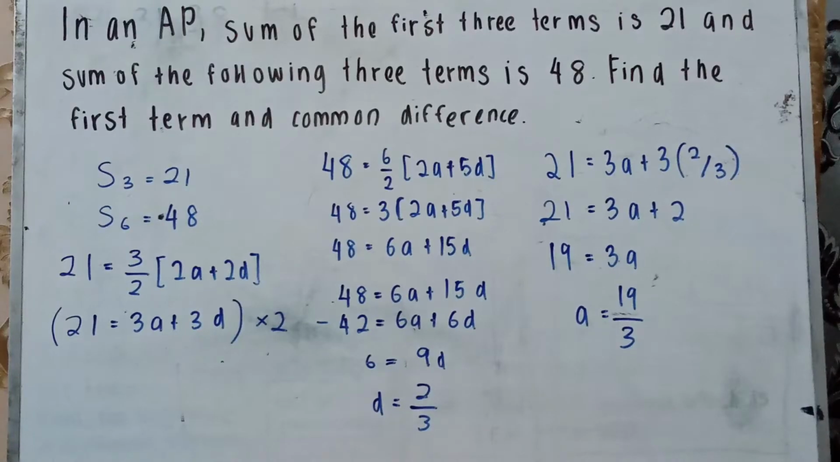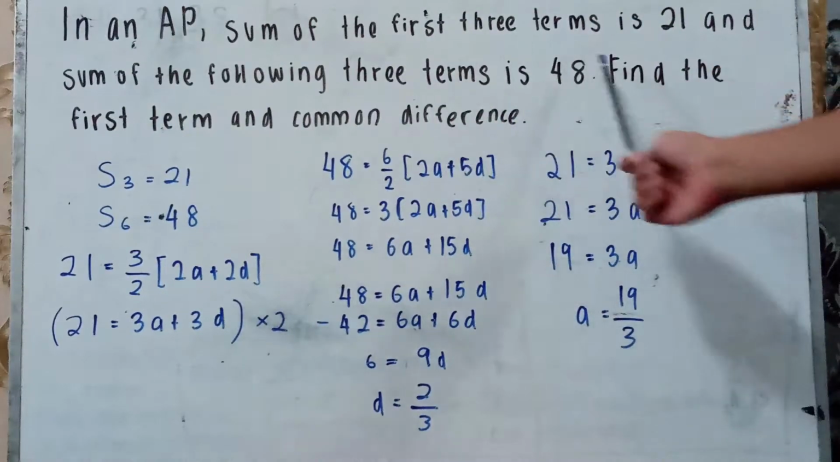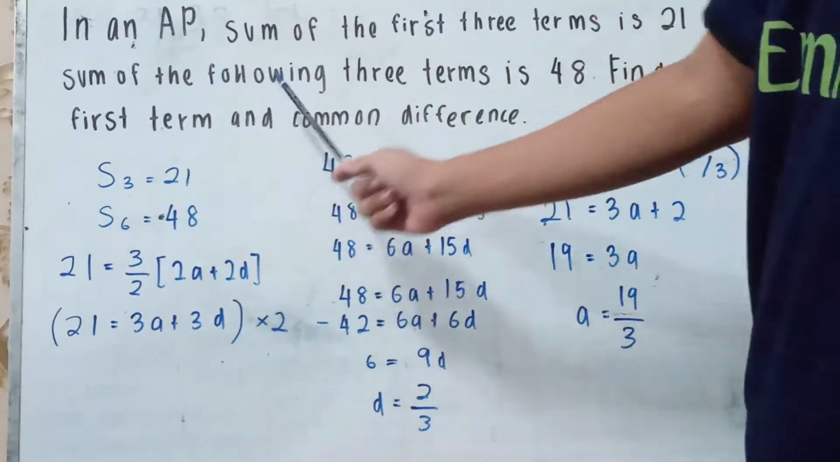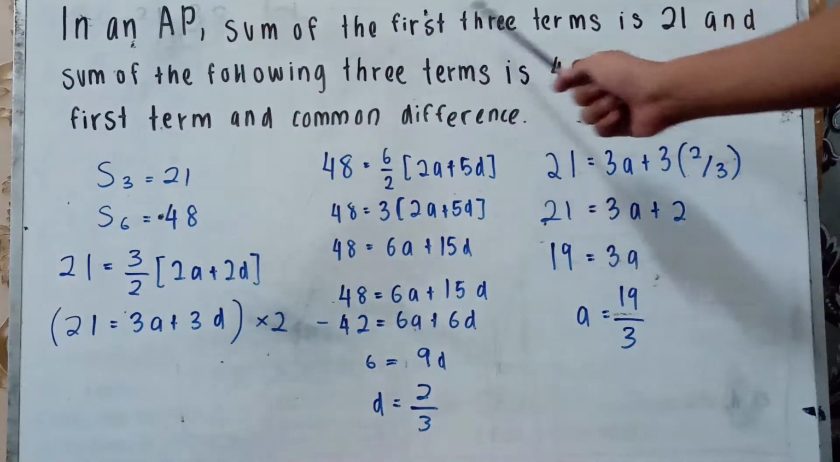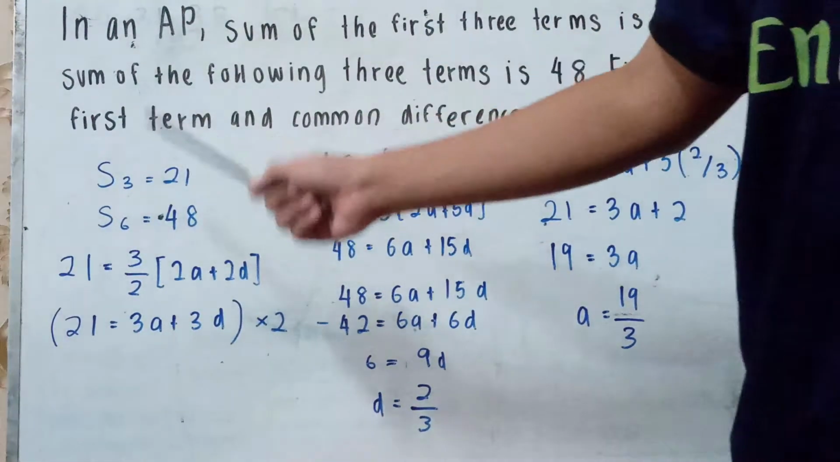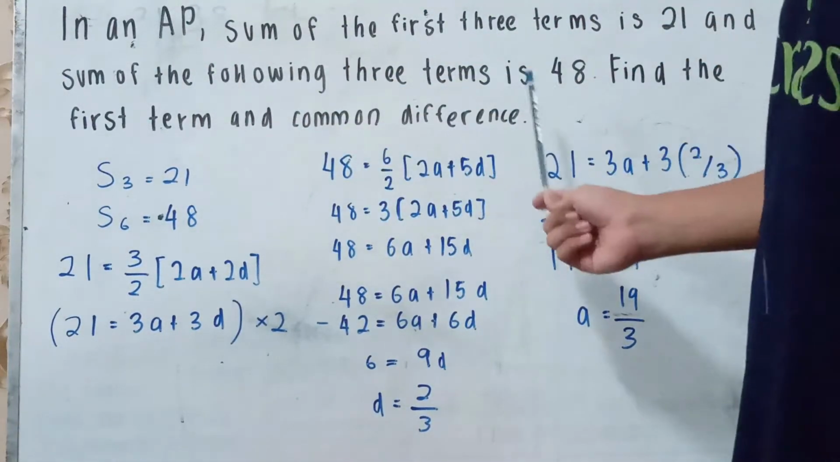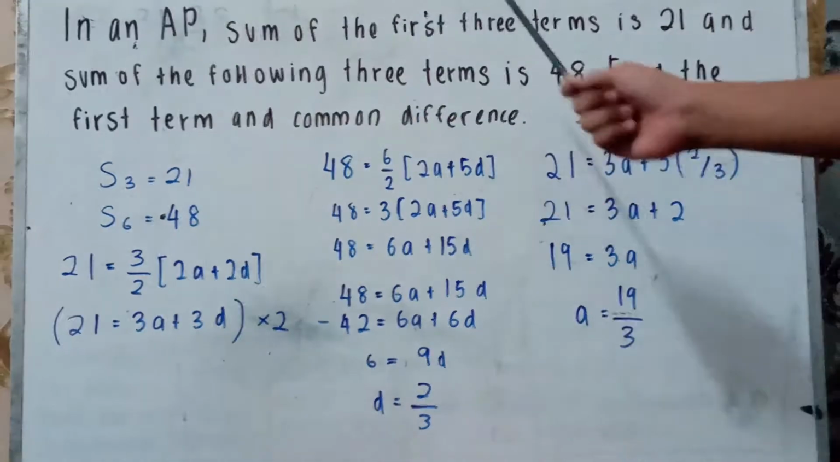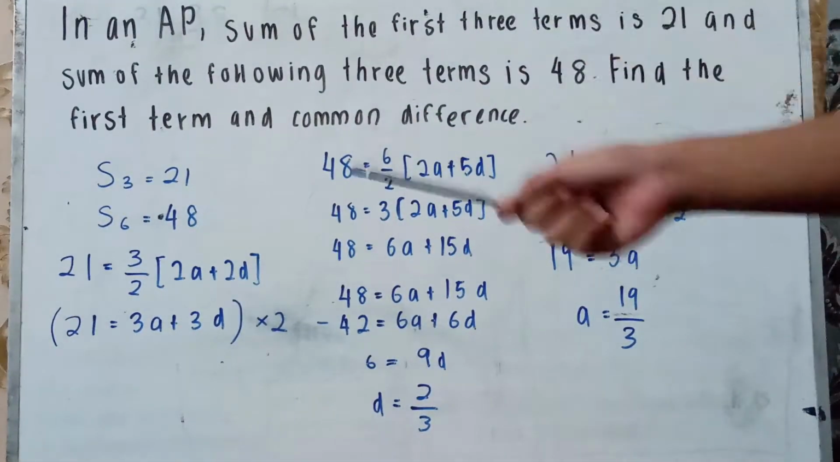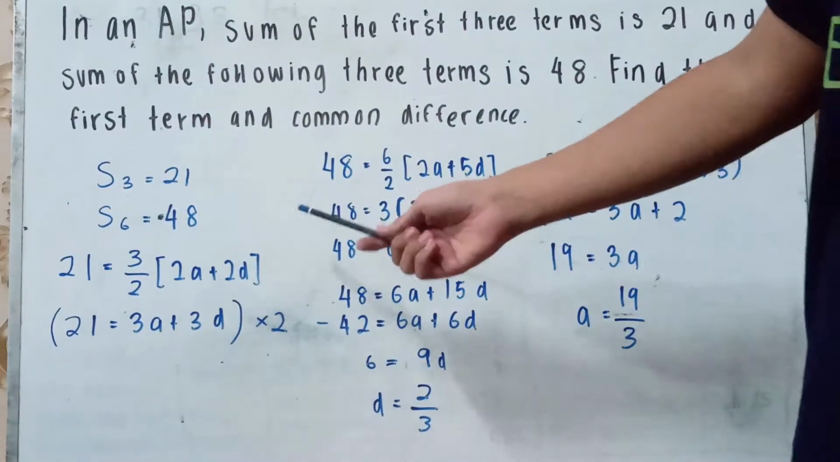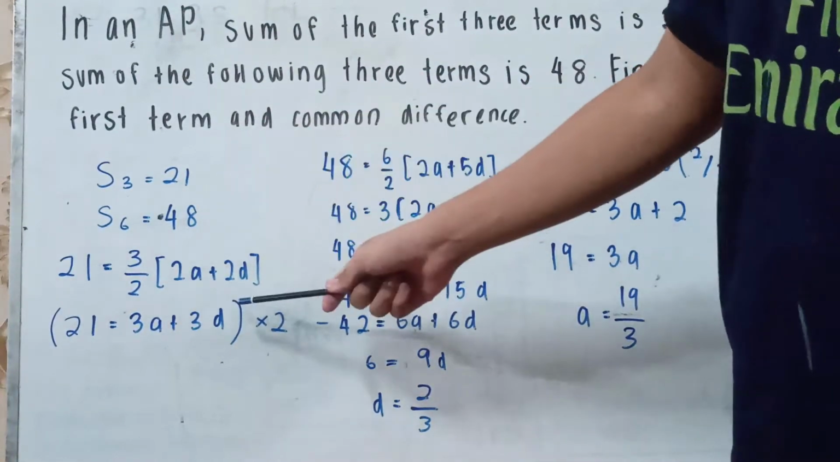Okay, this is the last question for the sum of the first n terms. As you can see, the question told us to find the first term and common difference. So we can state that the first 3 terms is 21, so S3 equal to 21. And the sum of the following 3 terms is 48. The sum of the following 3 terms, which means S3 plus 3 equal to S6, S6 equal to 48. Now you need to state this statement into a formula.